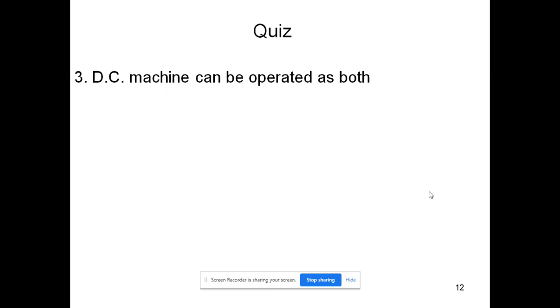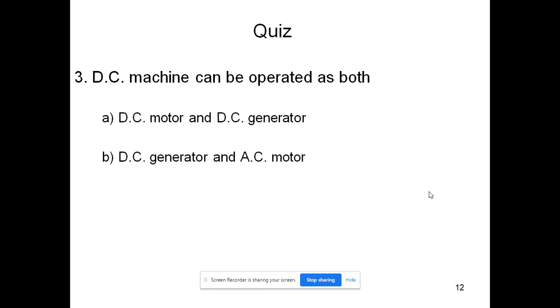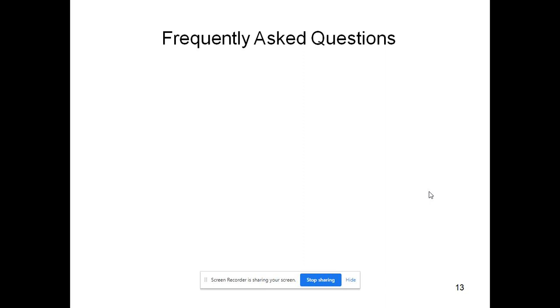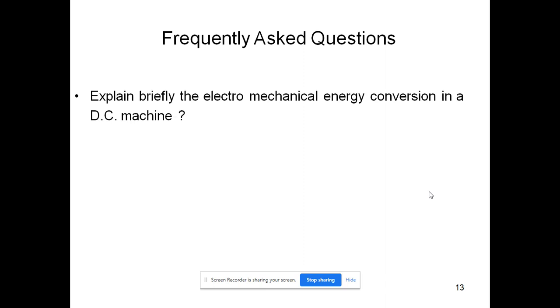A DC machine can be operated as both DC motor and DC generator, as well as DC generator and AC motor. Some of the frequently asked questions in this topic are: explain briefly the electromechanical energy conversion in a DC machine.